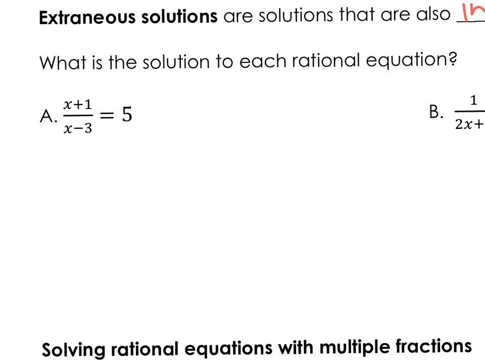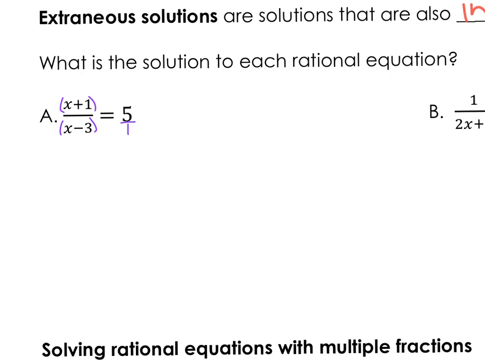Let's start. Example A. What is the solution to each rational equation? We have (x plus 1) over (x minus 3) equals 5. I'm going to do a couple of things here. I'm going to put x plus 1 and x minus 3 in parentheses. And on the right, I want to have it in fraction form as well. I'm going to write 5 over 1.